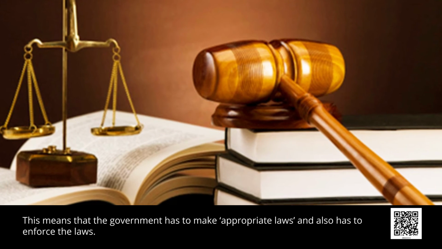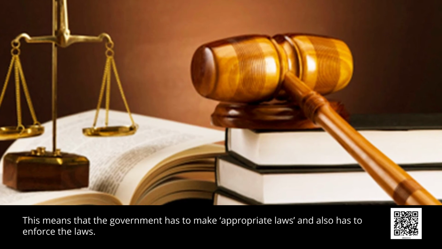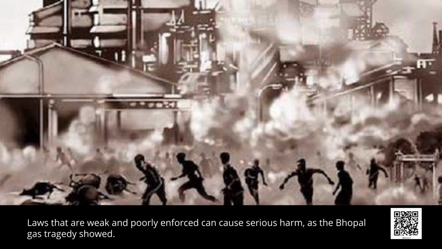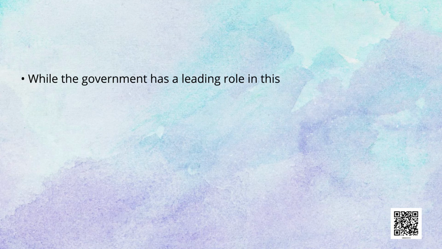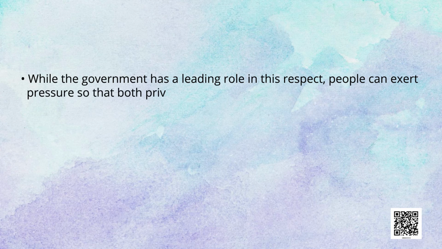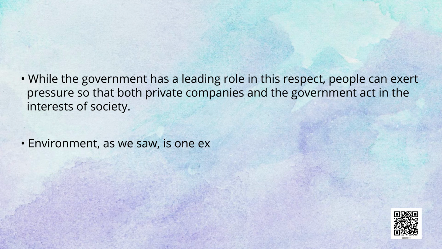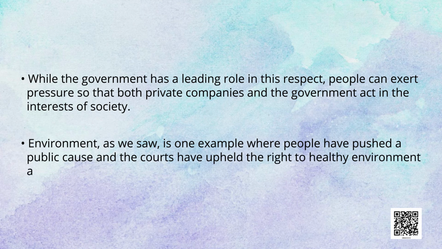This means that the government has to make appropriate laws and also has to enforce the laws. Laws that are weak and poorly enforced can cause serious harm, as the Bhopal gas tragedy showed. While the government has a leading role in this respect, people can exert pressure so that both private companies and the government act in the interest of the society. Environment, as we saw, is one example where people have pushed a public cause and the courts have upheld the right to healthy environment as intrinsic to the right to life.